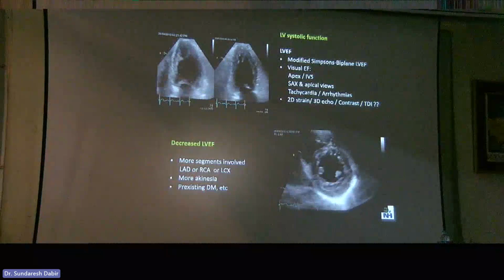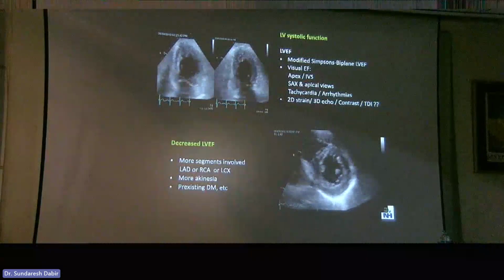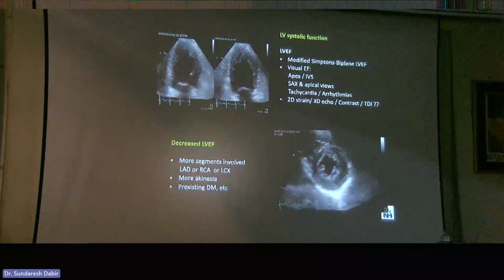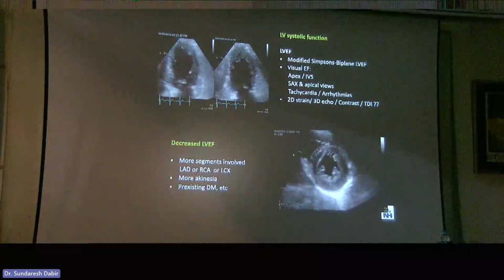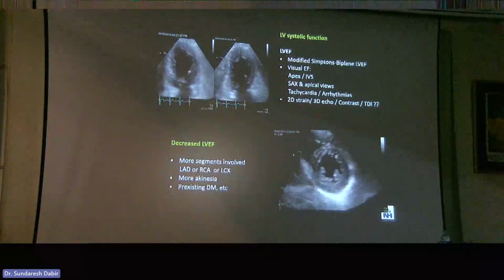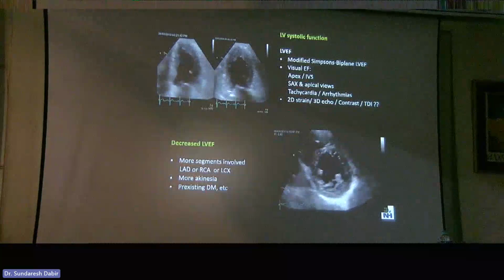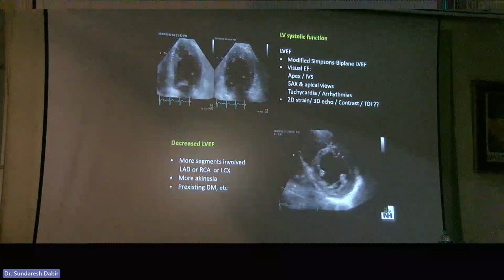And when you look at visual EF, combine both short axis as well as apical views. Don't just go for short axis views. This is a common mistake, and look at as many apical views as possible. So that gives you a better perspective. And of course, you have these other additional imaging modalities. If you have them, use them.